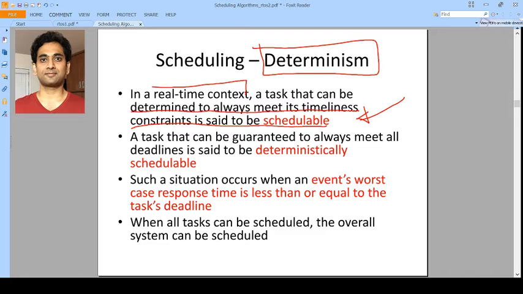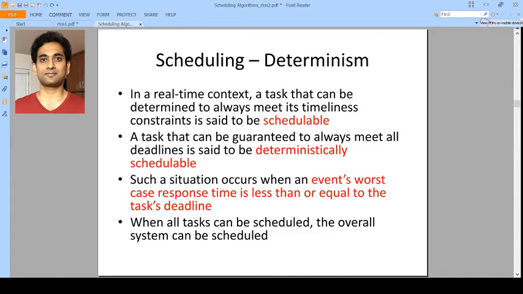But if the scheduler of a real-time operating system looks at task 5, for example, and determines that it does not meet its time constraints under current situations, then the operating system rejects this task. It does not want to schedule this task. So a task that can be guaranteed to always meet its deadlines is said to be deterministically schedulable.